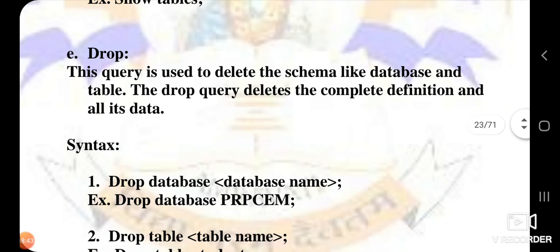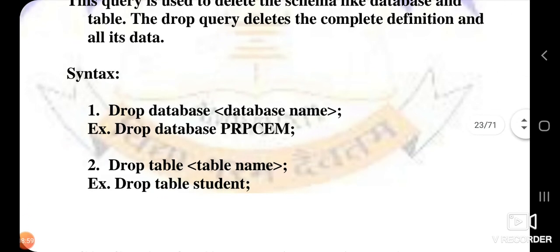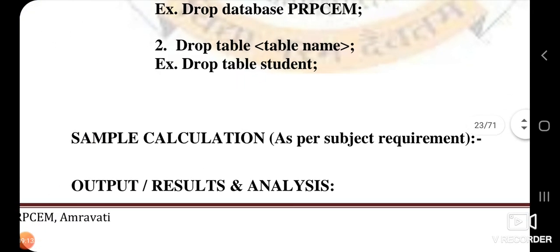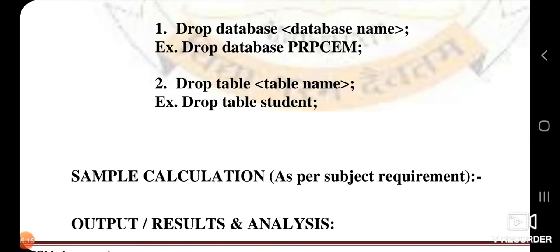Now drop. This query is used to delete a schema, like a database or table. Drop means you can delete the table. This drop query deletes the complete definition and all its data. It deletes the table completely. If you say drop database and provide the name of the database, such as drop database PRPCM, it will completely delete that particular database. The syntax is the command drop database and then the database name, or drop table student. So it will drop that particular table student.